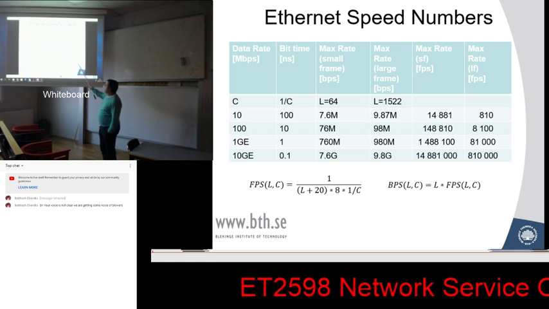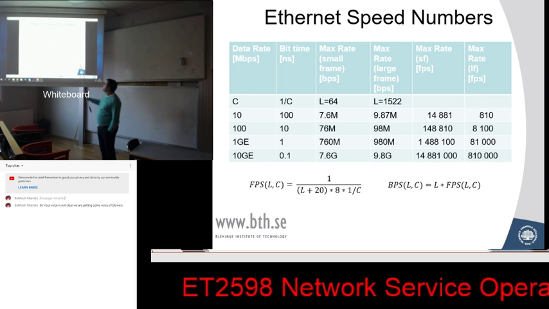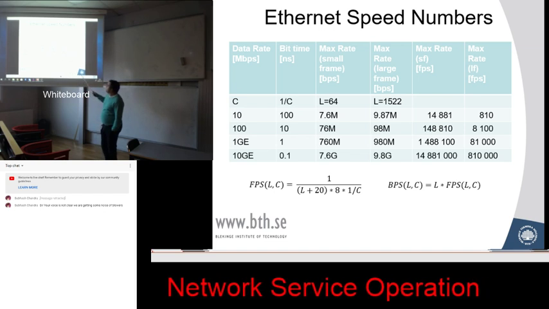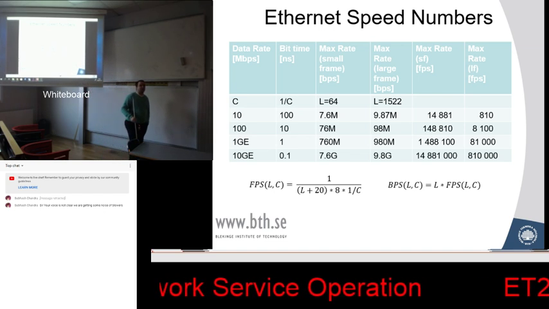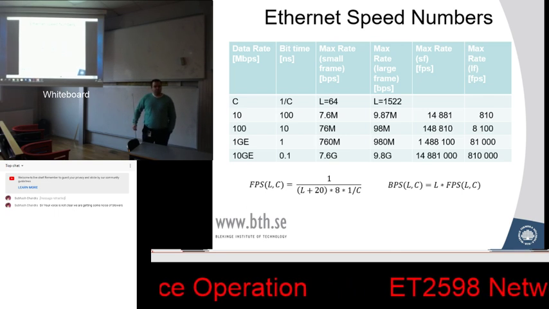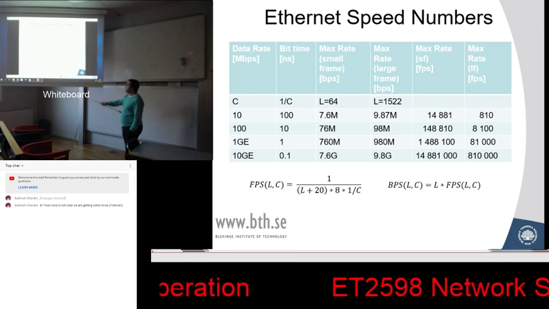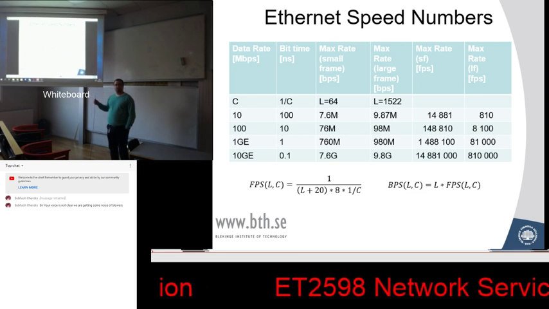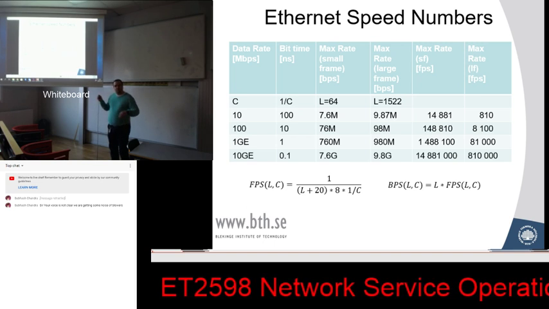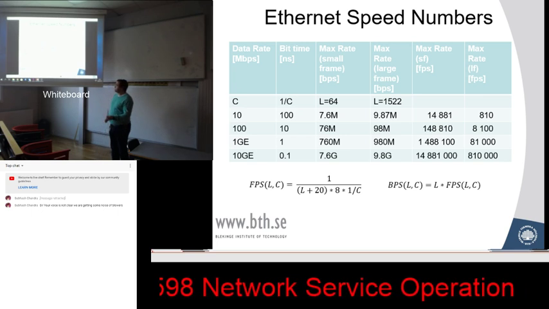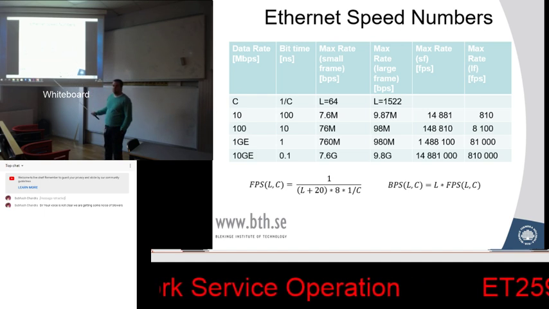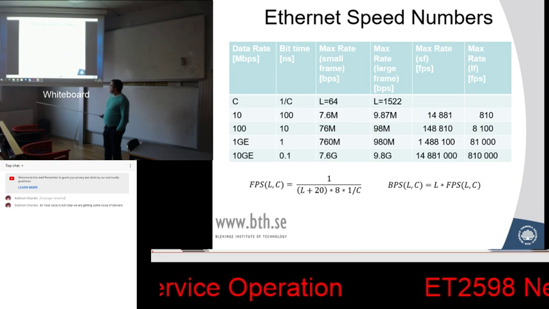The second part to remember are these. Now, if you're sending the small frame, you're doing 1.4 million frames per second. That's a lot of frames. 1.4 million. If you do the big frames, you're doing 81,000. That's still a lot of frames. So, here are the formulas for getting that.